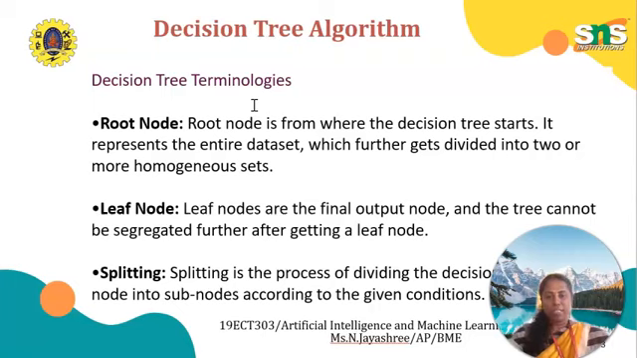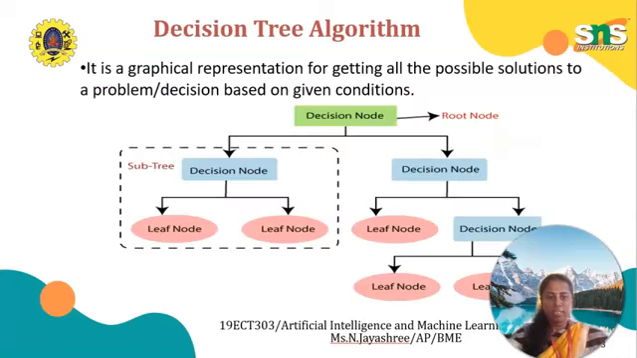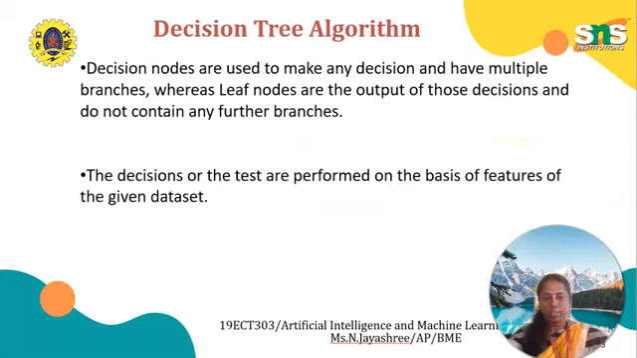The root node is where the decision tree starts. It represents the entire data set, which further gets divided into two or more homogeneous sets. This forms the major classifications of this technique. Leaf nodes are the final output node, and the tree cannot be segregated further after getting a leaf node. That is what we can see with this leaf node. After the leaf node, it cannot be segregated. From the decision node it can be segregated, but after the leaf node it cannot.